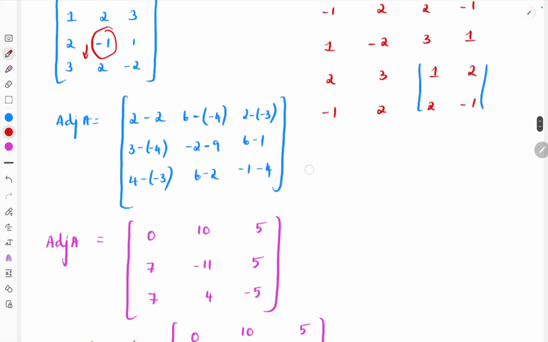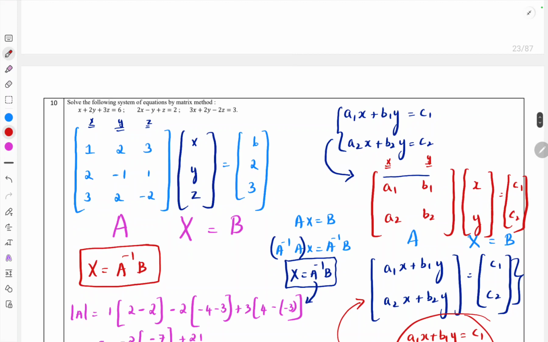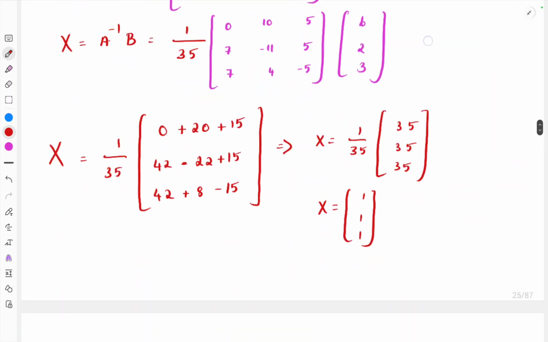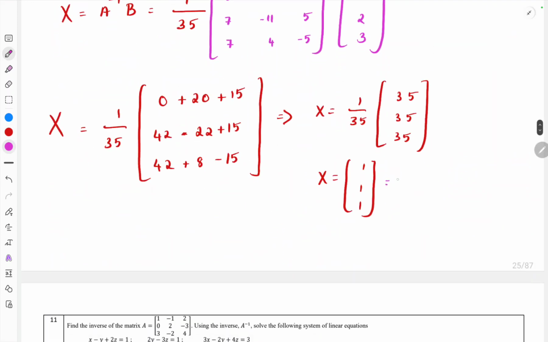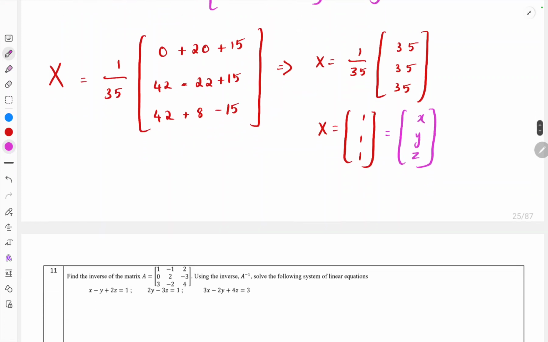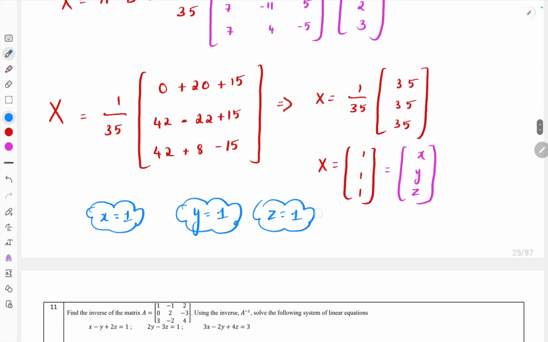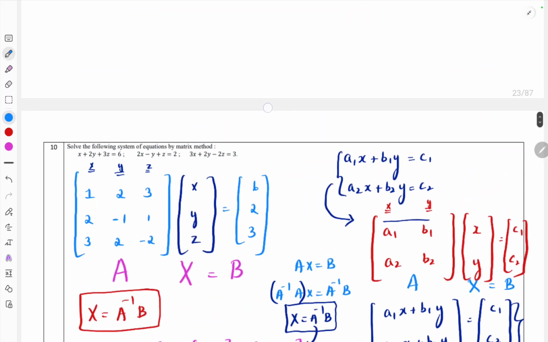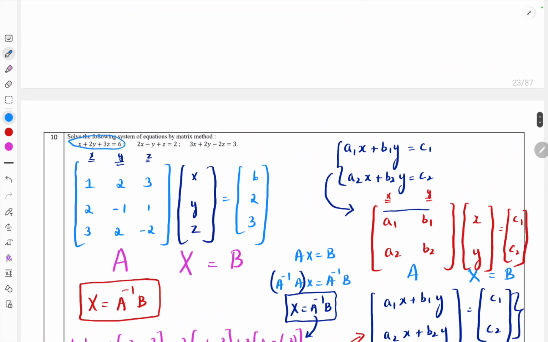So what is matrix X actually? Matrix X is nothing but X Y Z. So corresponding elements will be same if two matrices are equal. So from here I can say X will be equal to 1, Y is equal to 1, and Z is equal to 1. So 1 comma 1 comma 1 will satisfy the first equation, second equation, third equation.